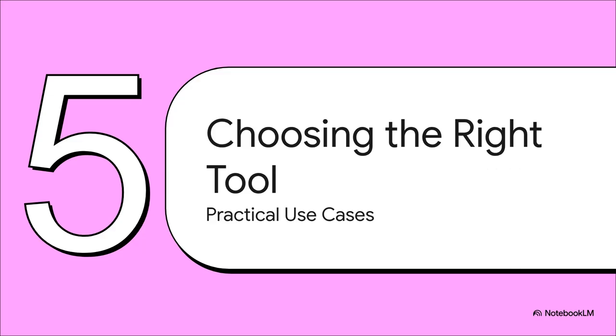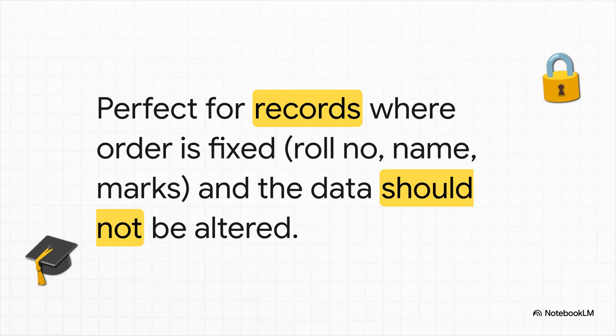So, okay, theory is great and all, but why does this actually matter when you're writing code? Let's look at a couple of real-world examples, because that's where you'll really see where each one of these tools shines. Take a look at this. A tuple is absolutely perfect for storing something like a student record. You have a roll number, a name, and marks. The order is fixed and it makes sense. And because this is the kind of data you really don't want to change by accident, that sealed box immutability gives you a great layer of protection.